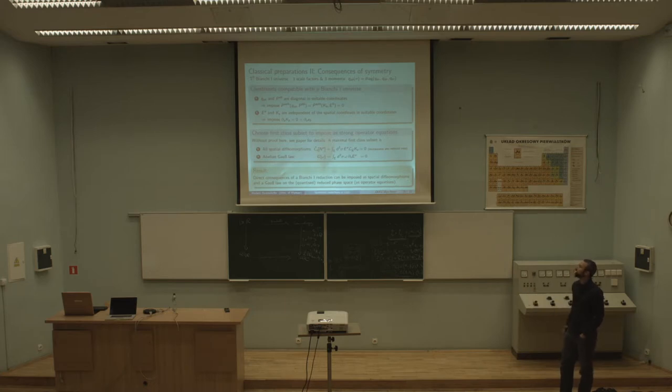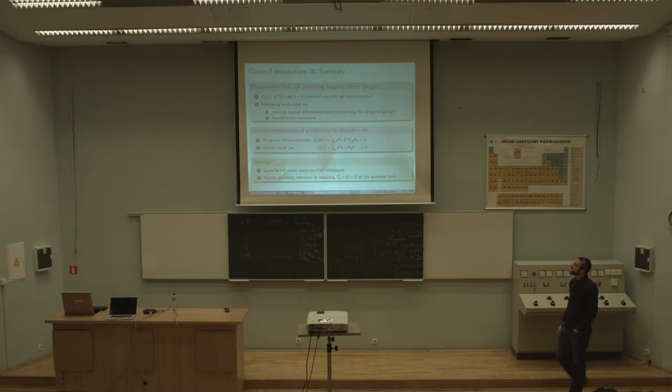Okay. So the result is that direct consequences of a Bianchi 1 reduction can be imposed as spatial diffeomorphisms and a Gauss law on the reduced phase space. The strategy that we're going to follow is to quantize without reducing, and at the quantum level we're going to impose those two constraints and compute their kernel. If you come from loop quantum gravity, you know it's well known how to impose such conditions, since about 20 years, which is of course long ago.